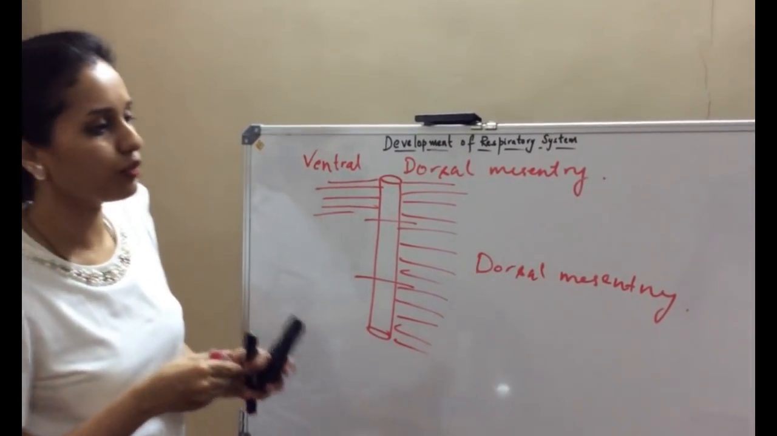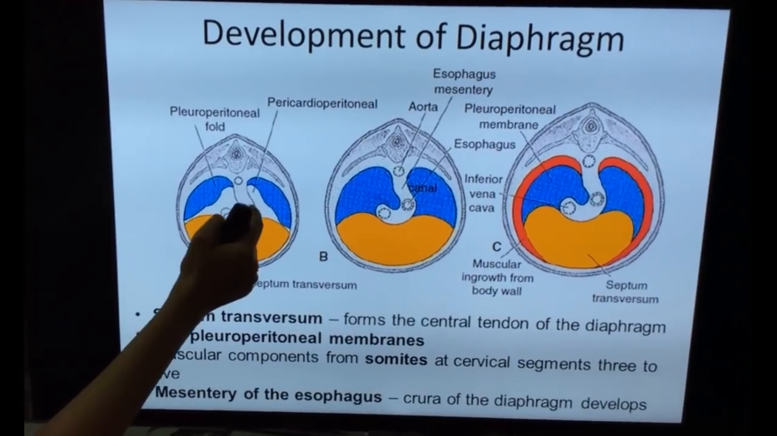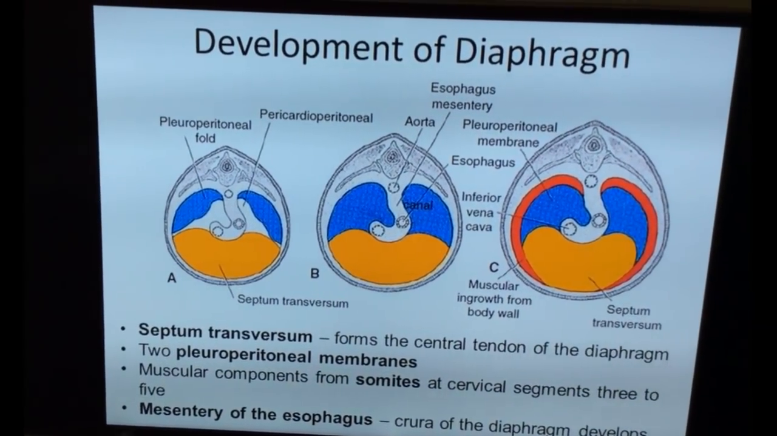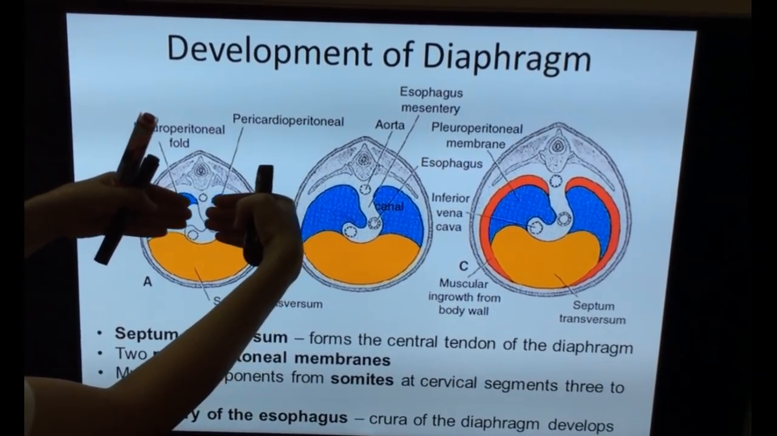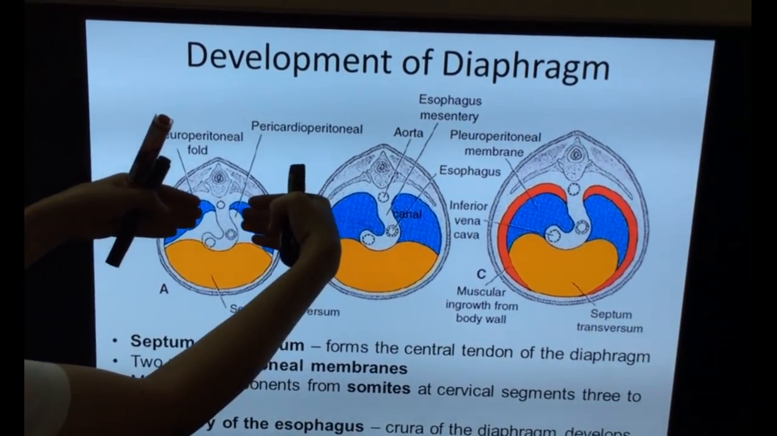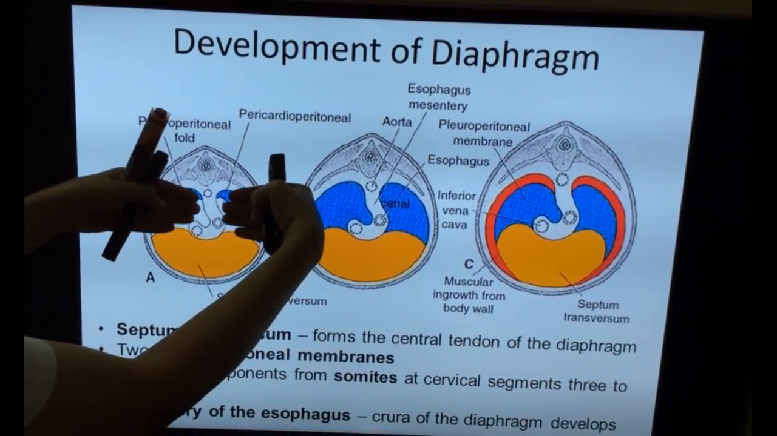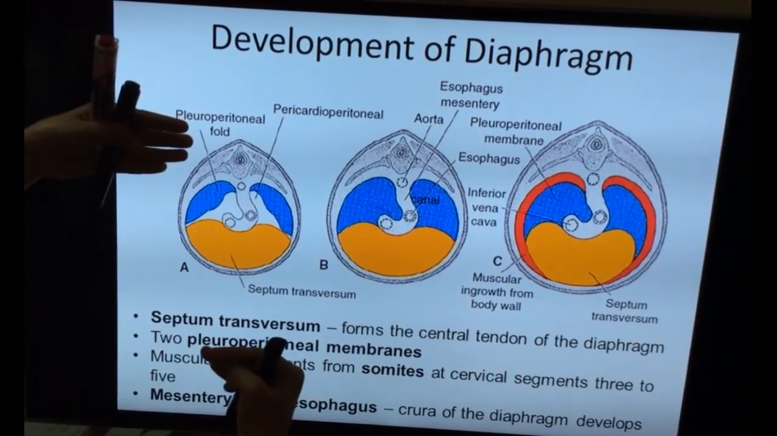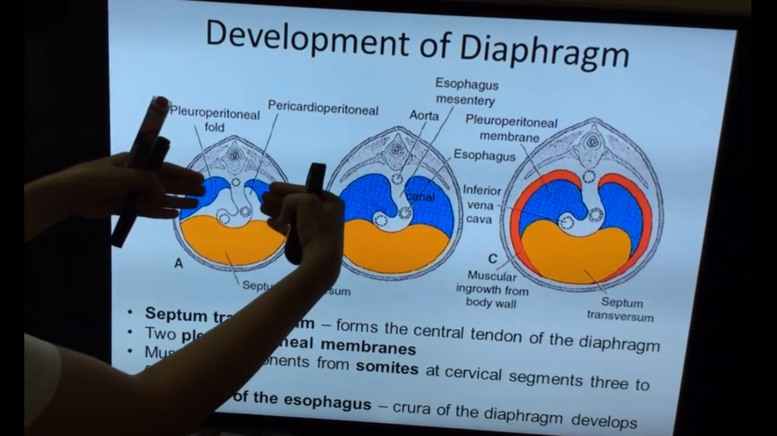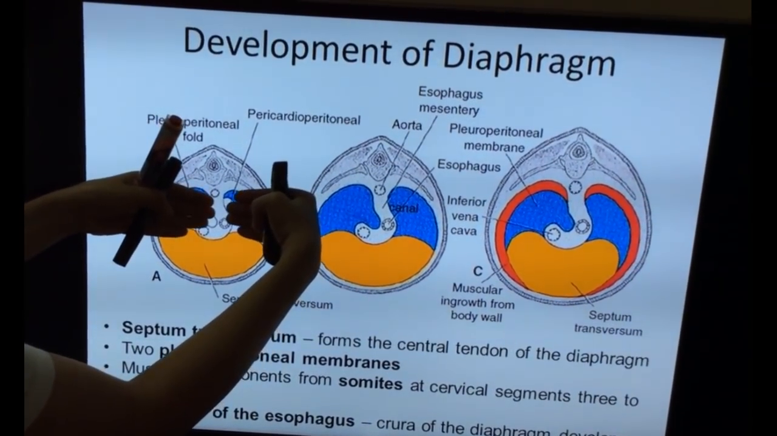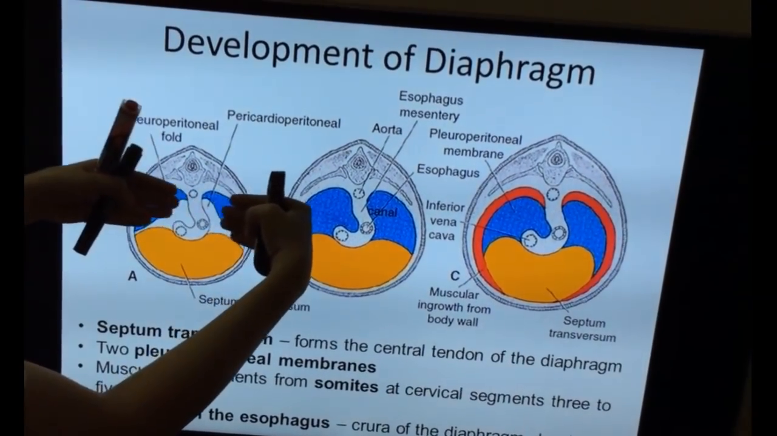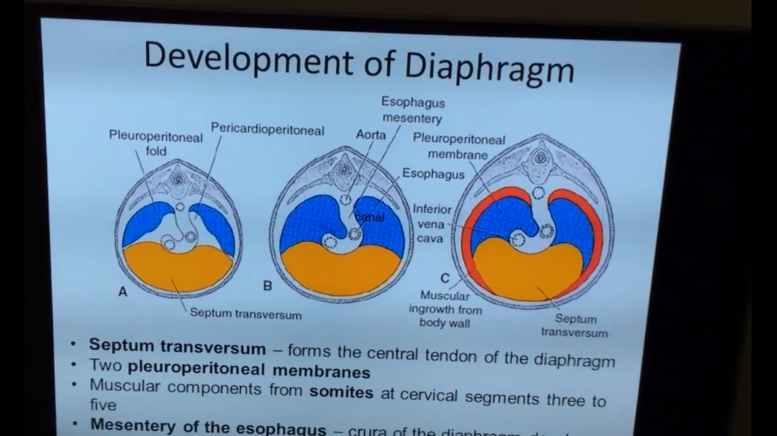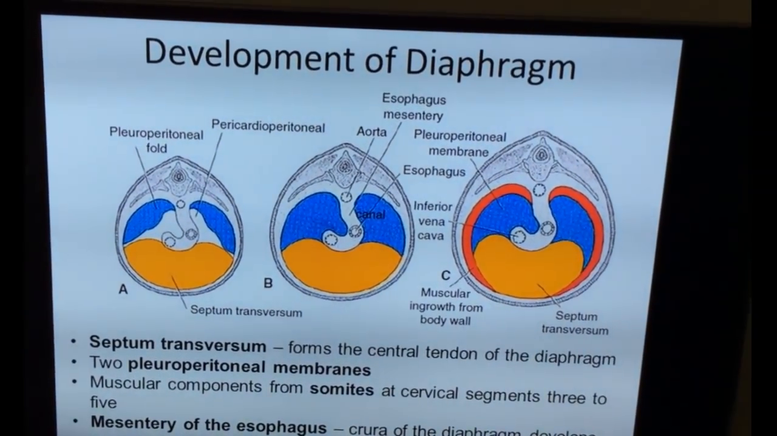Okay, so if you see in this picture, this is the esophagus. So this is held in position dorsally by the dorsal mesentery. The two folds which are approaching each other on either side, the pericardio-peritoneal folds, come in contact. Initially there is communication between the pleural cavity and the pericardial cavity. Once this membrane comes in contact with the mesentery surrounding the esophagus, this completely closes the communication between the pleural and the pericardial cavity.